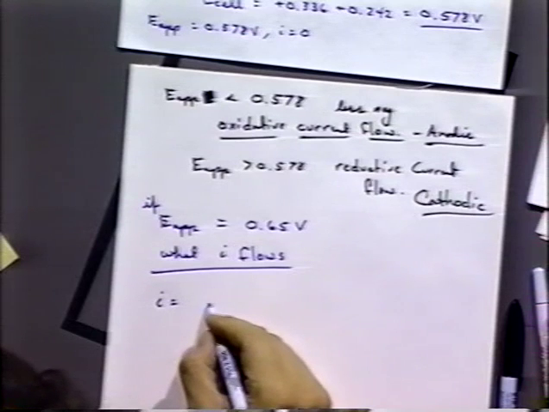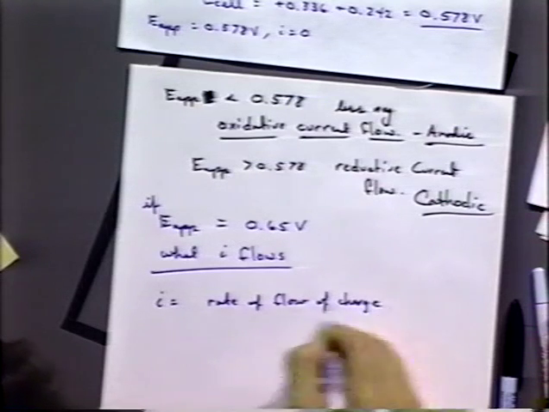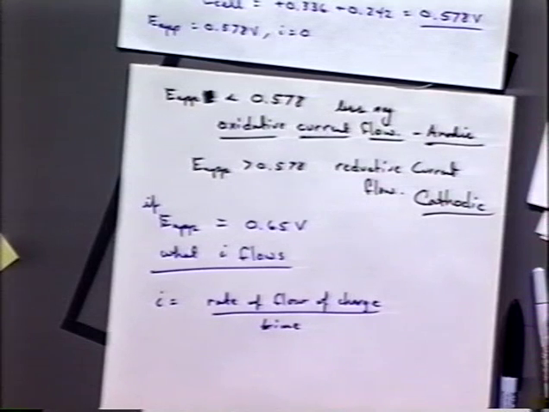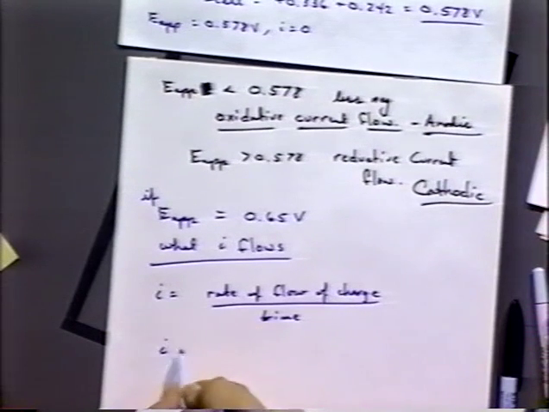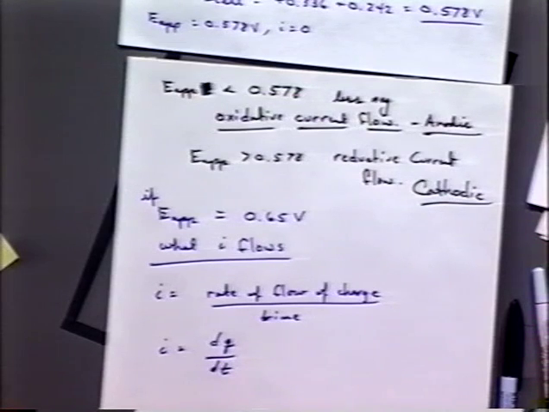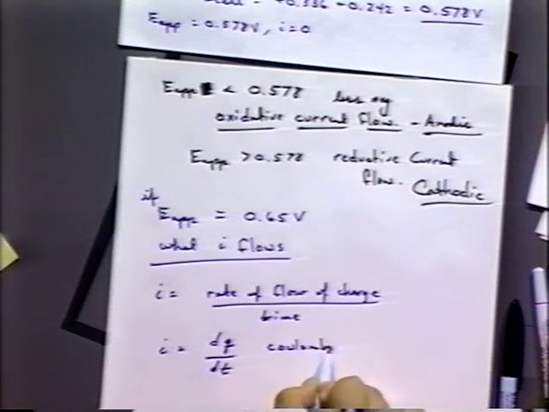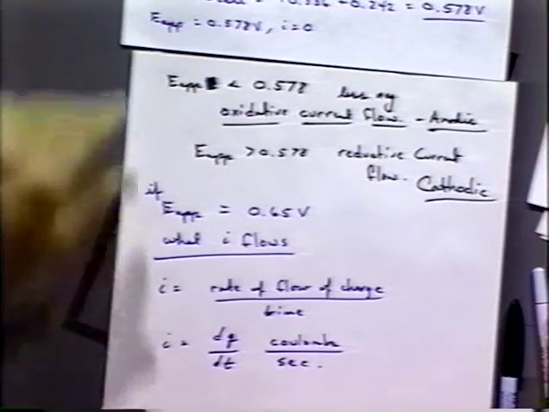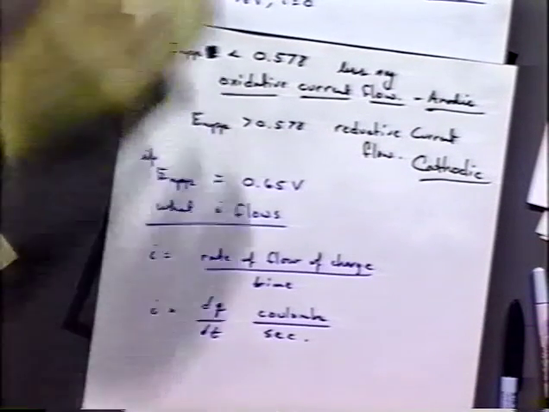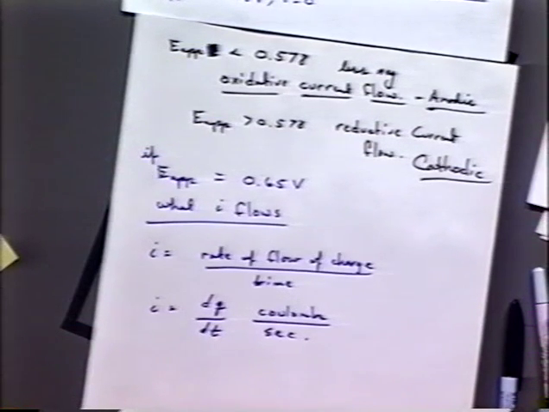So current is actually the rate of the flow of charge versus time. The higher the amount of current we've got, the more charge is actually flowing versus time. Current is in units of amperes, and it's actually a derived unit, which is really just the derivative of the charge flow with time. So current is dq/dt, and that would be coulombs per second. Anyway, you would think about the rate of current flow as the rate of charge flow versus time.